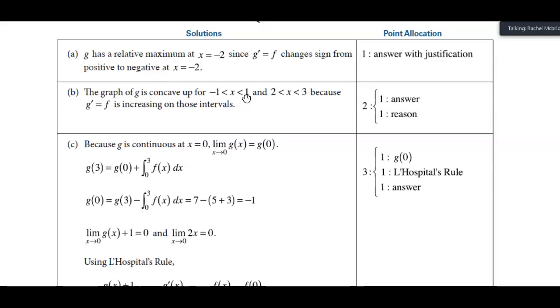For part B on that FRQ review page, it says the graph of G is concave up, and you could give your interval like this, where it's -1 to 1. You could also give your interval in bracket notation. So you could have used parentheses to give your interval notation, and you could have used brackets. That's probably about the only other notation you could use.